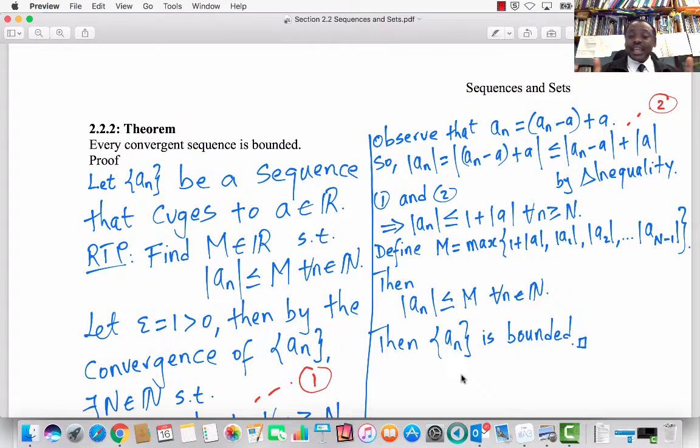Now, before we get to see this later in this course, start thinking about this. Would every bounded sequence be convergent? Can we add something to the boundedness of a sequence to make it convergent, if we cannot conclude that every bounded sequence is convergent? Well, when we get to section 2.3, we will address that question.